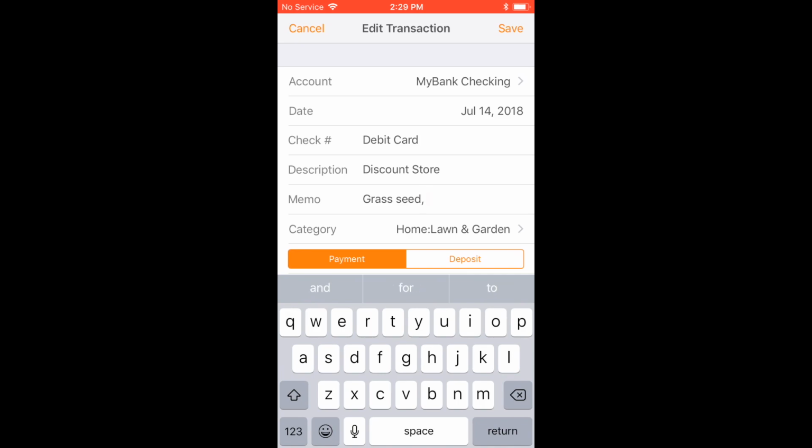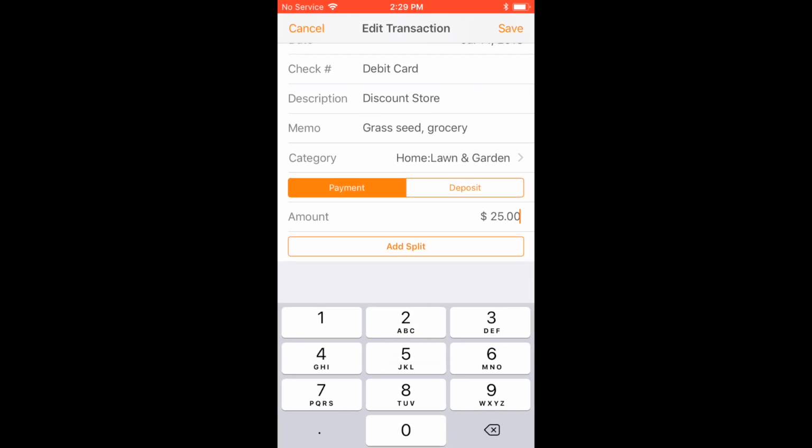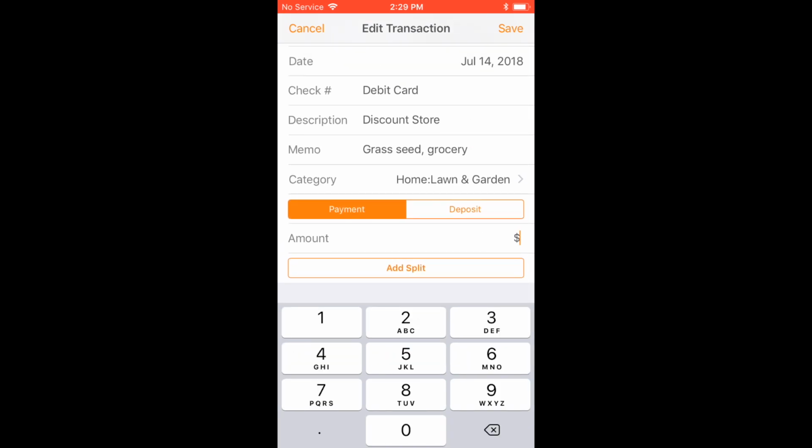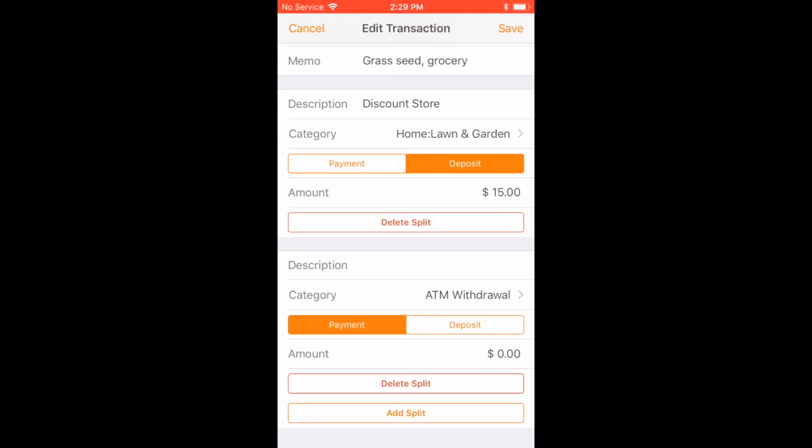So let's split this. We've got grass seed, and let's say that we did buy some groceries. So we can go down here, and instead of $25, maybe we spent $15 on that grass seed. And we're going to click add a split. Now, I don't know why it does that, but pay attention to this payment and deposits. A lot of times it'll switch it over to a deposit, which kind of screws things up. But just be aware of that, and make sure you double check things.